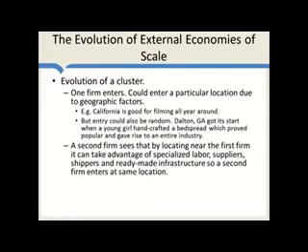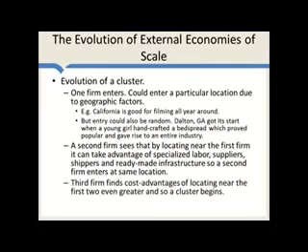Now think about a second firm. It looks around and asks where it should locate. And it notices that by locating near the first firm, it can take advantage of some specialized labor, of suppliers, of shippers, of some ready-made infrastructure. So the second firm enters at the same location. The third firm finds the cost advantages of locating near the first two even greater. And so a cluster begins to develop until pretty soon this one spot happens to be the lowest cost place to produce that particular type of good.